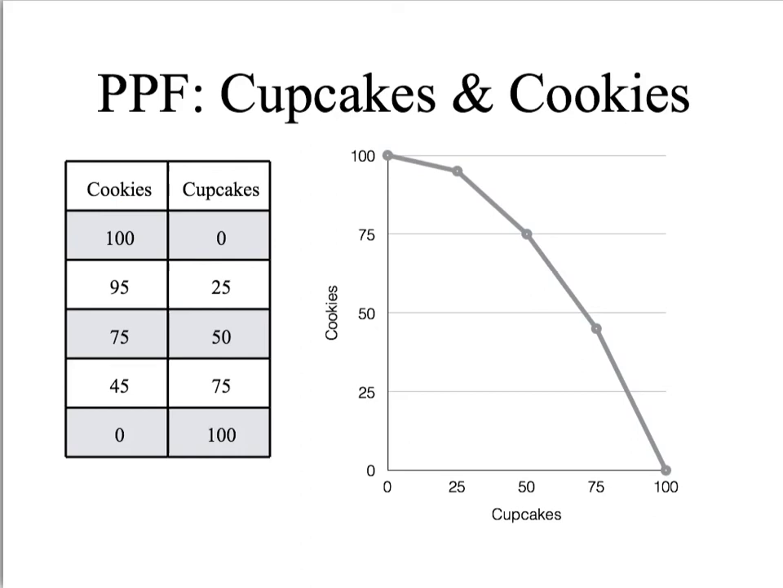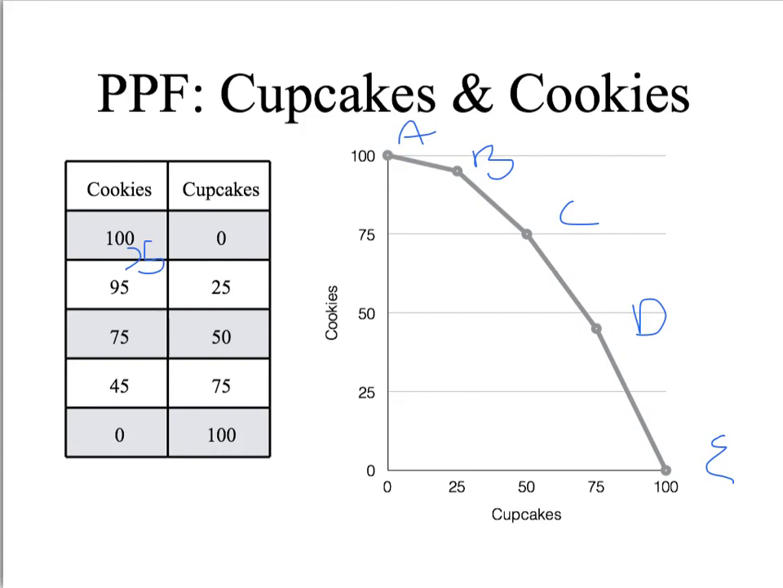So what we see here is a production possibility frontier that is bowed outward. Every time we see a production possibility frontier that's bowed outward, that means there's increasing opportunity cost. Essentially, as we go from point A to point B to point C to point D to point E, we give up more and more cookies to get cupcakes. When we go from point A to point B, you see that we only give up 5 cookies in order to gain 25 cupcakes.